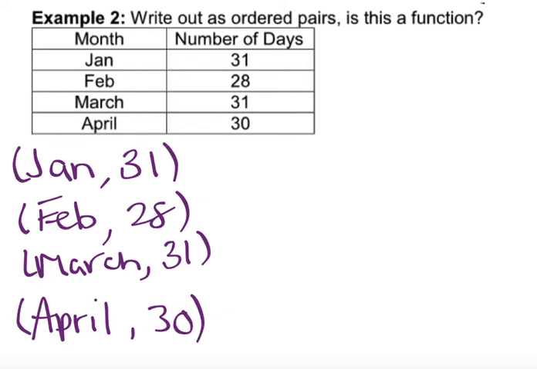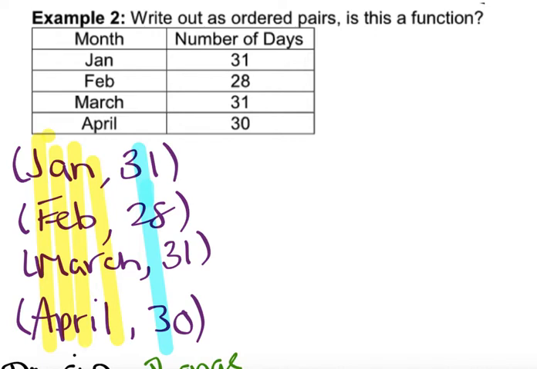So when we're looking at ordered pairs and determining if we have something that is a function or not a function, the elements that come first within your bracket, so these ones right here, are what we would call our domain elements. And the ones that come second, these ones right here, are considered our range elements.